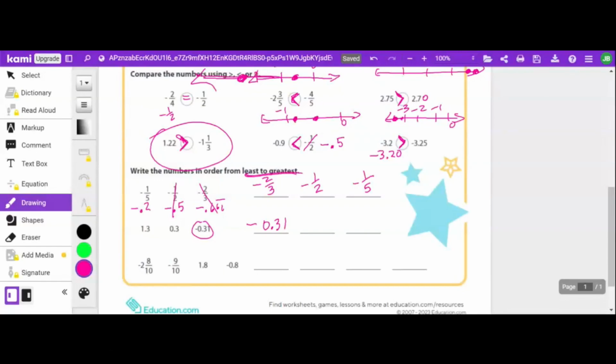Then which one would be next? After negative 3.1, which one is next? We're getting bigger each time. And so the next one that's the biggest is the 0.3, correct? Then the last one, the biggest of these numbers, is 1.3.